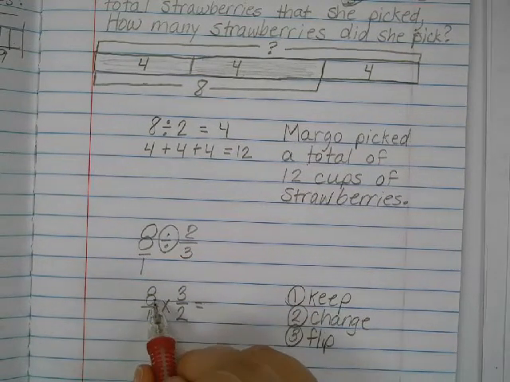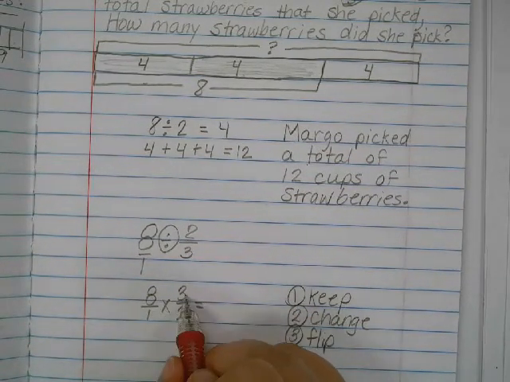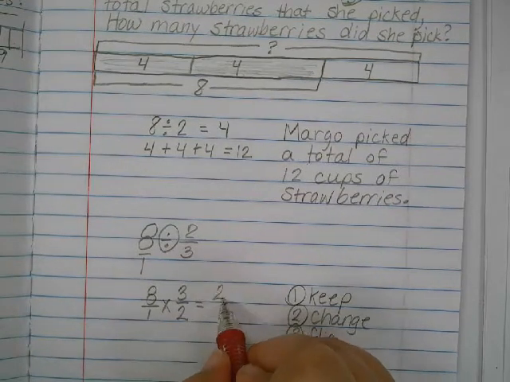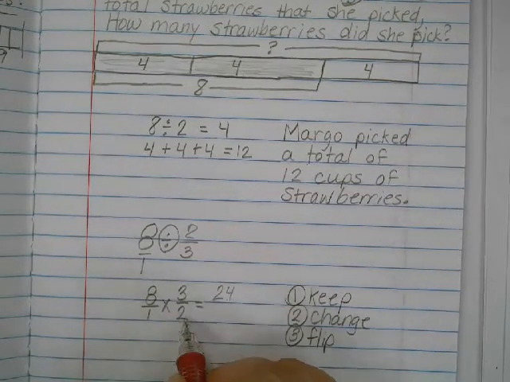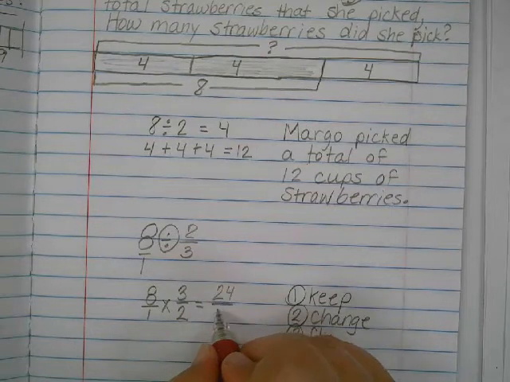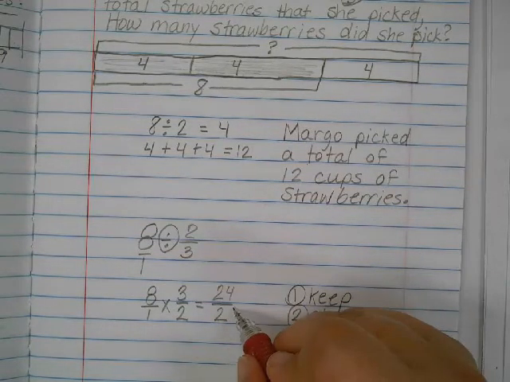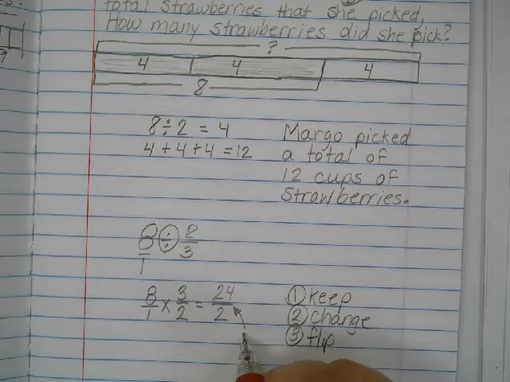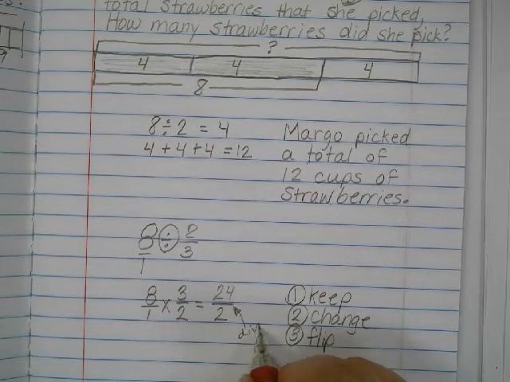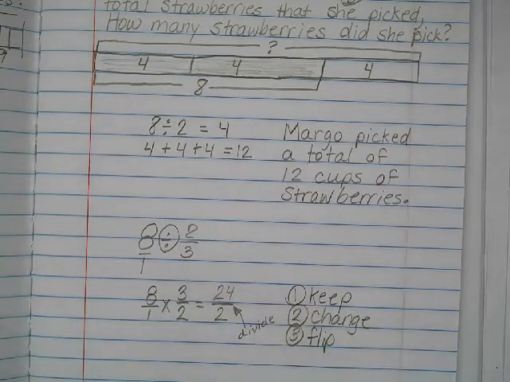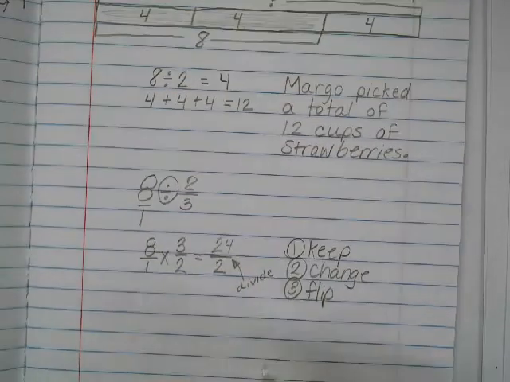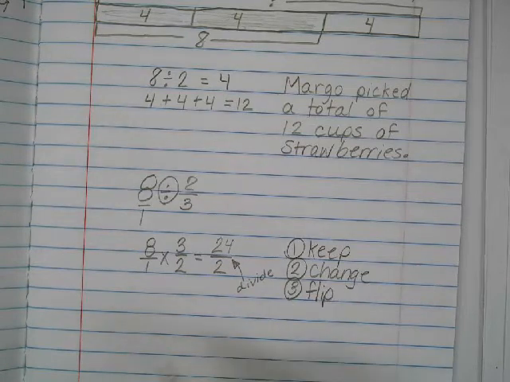And I multiply straight across. 8 times 3 equals 24. And 1 times 2 equals 2. Now, some of you might be saying, Miss Parker, but that's not the same as 12. Well, if you remember, this fraction line has a second job. It means to divide. So if I have 24/2, that's the same as saying 24 divided by 2.